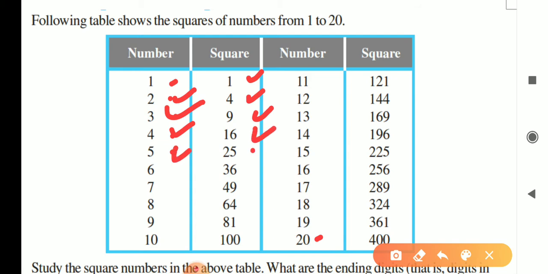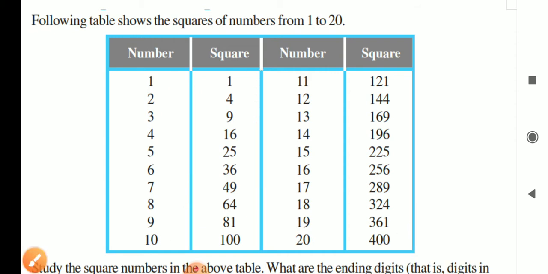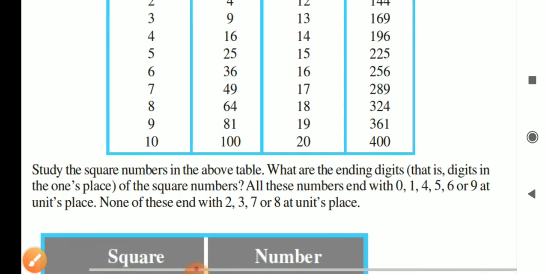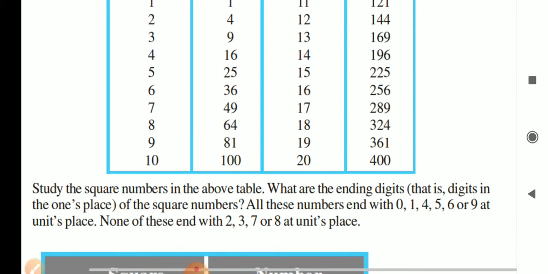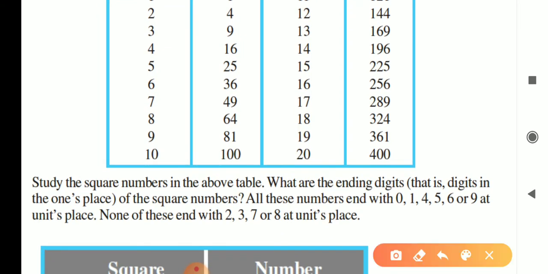Square of 5 is 5 into 5, 25. Square of 6 is equal to 6 into 6, 36. Square of 10 is 10 into 10, 100. And square of 20 is 400. Here the numbers from 1 to 20 and their squares are given in the table. Now, study the square numbers in the above table.